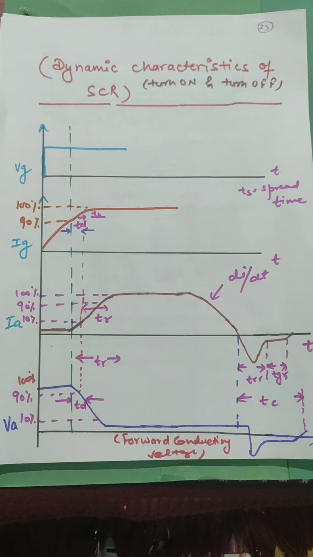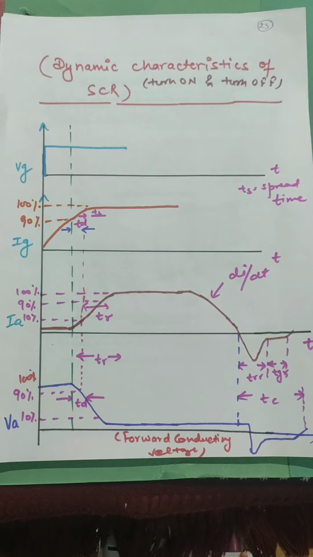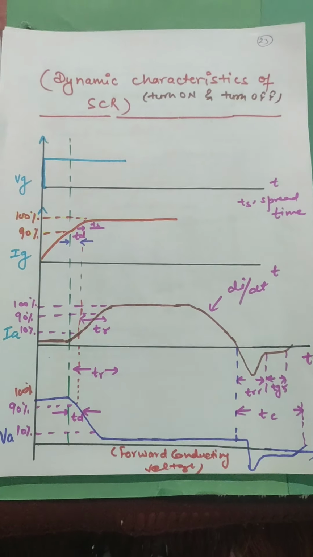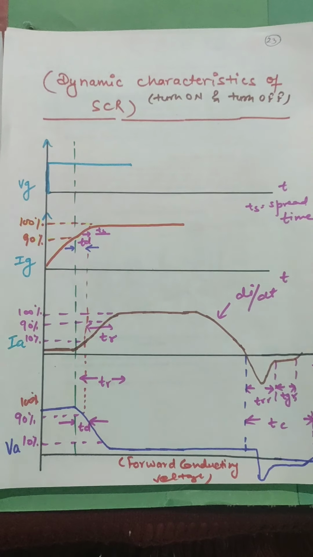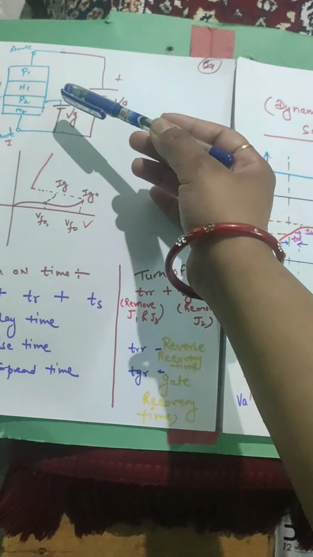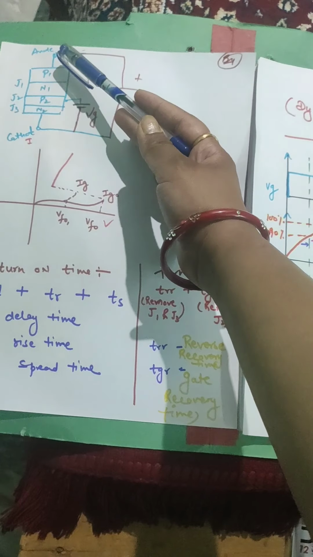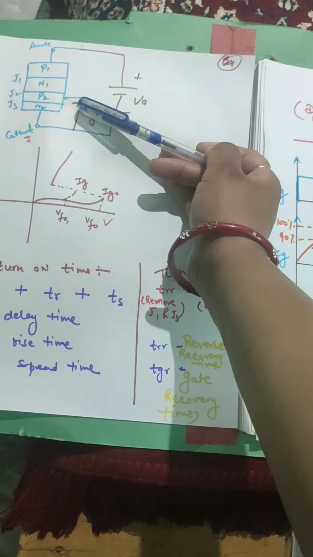Good day friends. My another topic in power lecture series is dynamic characteristics of SCR. Here, as we all know, SCR is a 4-layer 3-junction device, PNPN, with junctions J1, J2, J3, and terminals anode, cathode and gate.